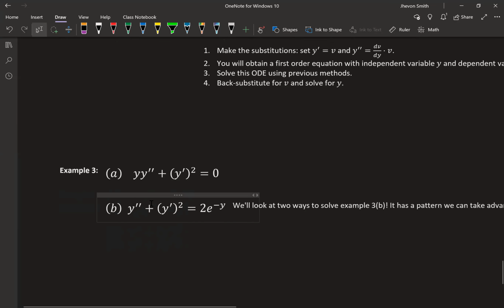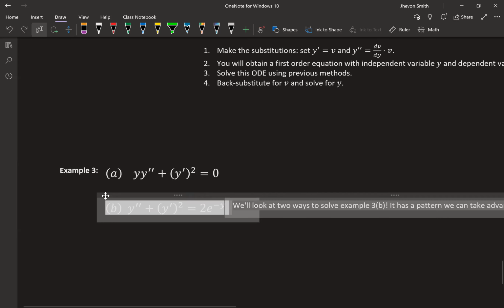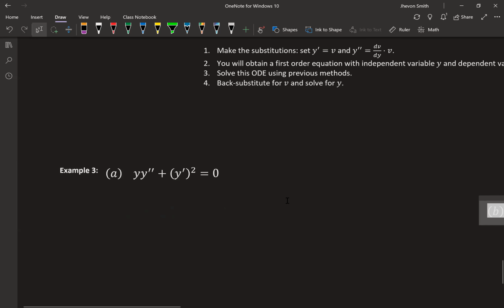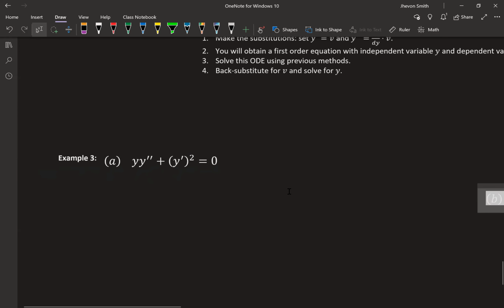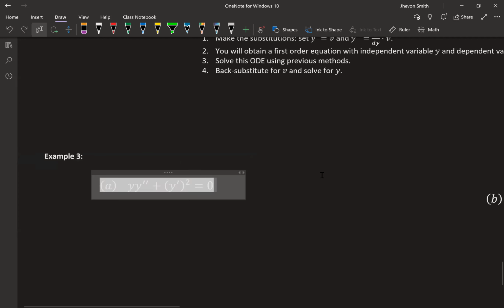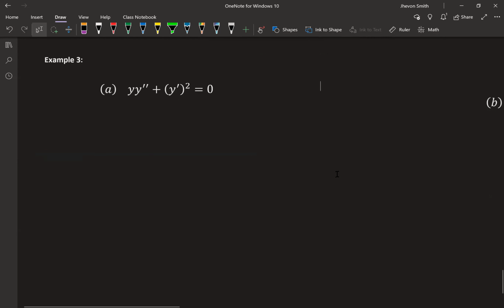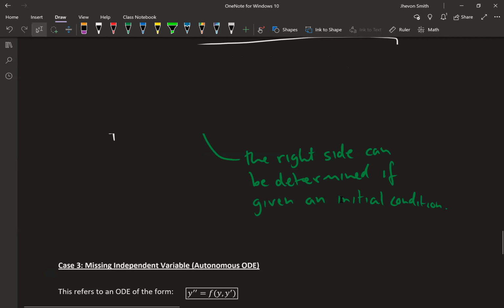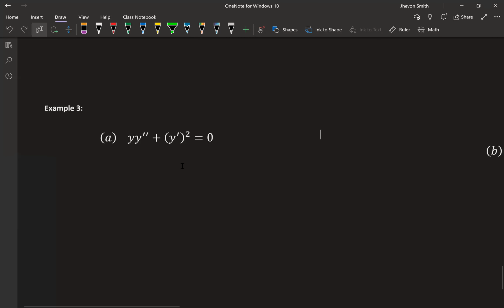Let's do 2 examples here. Let's move this one out of the way. So this is example 3A. Here's an example. The method is a little bit annoying, however, it is quite powerful.